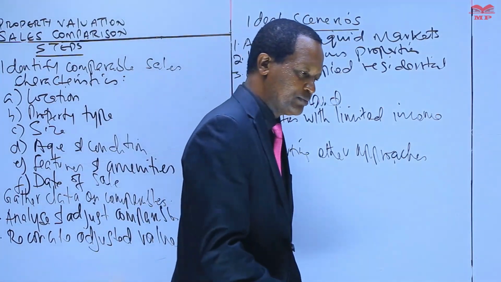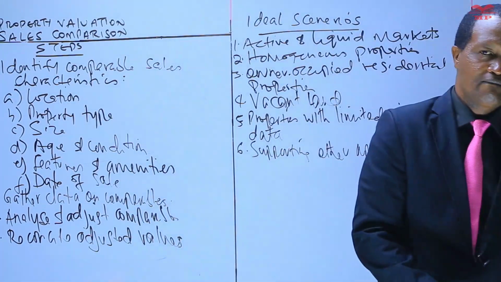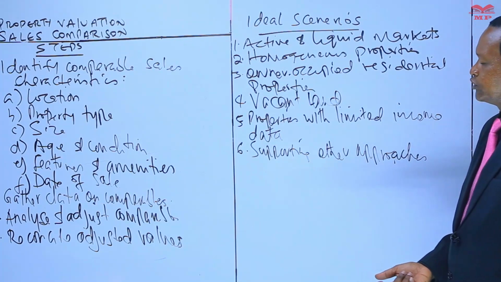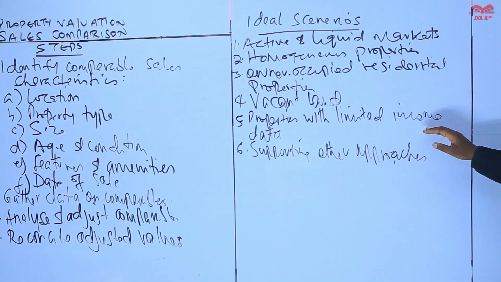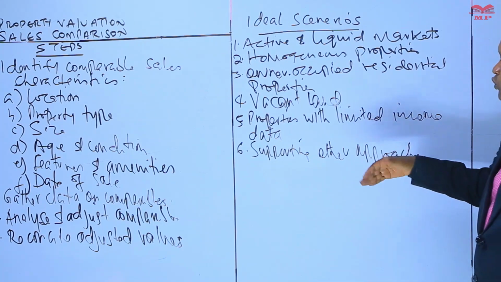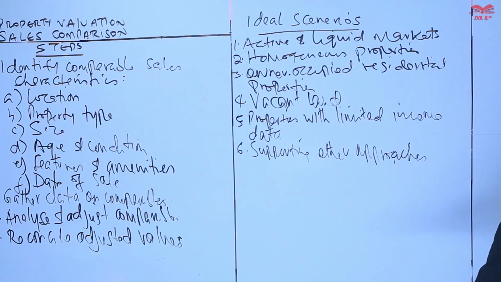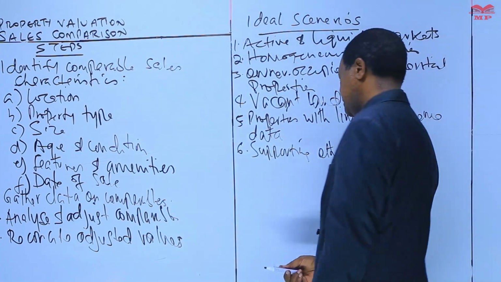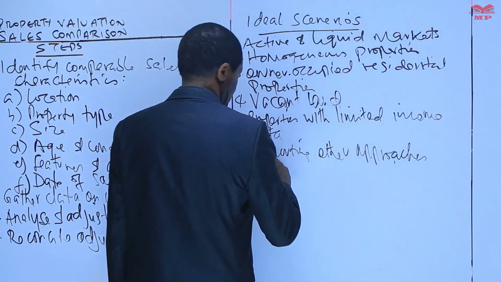Because the income approach and the cost approach do not rely on market data. So using the sales comparison method to support the other approaches is also an ideal scenario. So these are 6 ideal scenarios for using the sales comparison approach. Let's analyze the limitations.